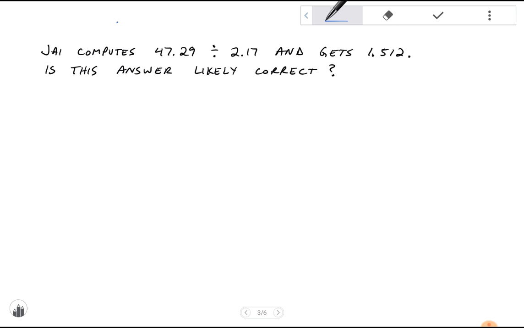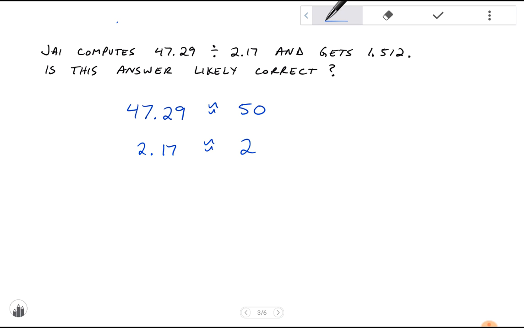Let's look at this with Jai's calculation. So he computes 47.29 divided by 2.17 and gets 1.512. Is this answer likely correct? So again, we're going to estimate and then see is 1.512 near what the answer should be. So we need to estimate 47.29. We're going to round that to approximately, let's say 50. And 2.17, that is very close to 2.